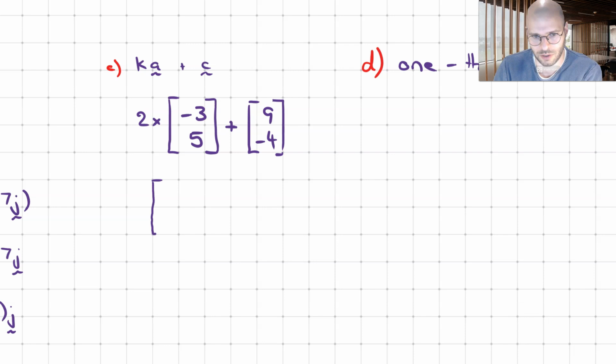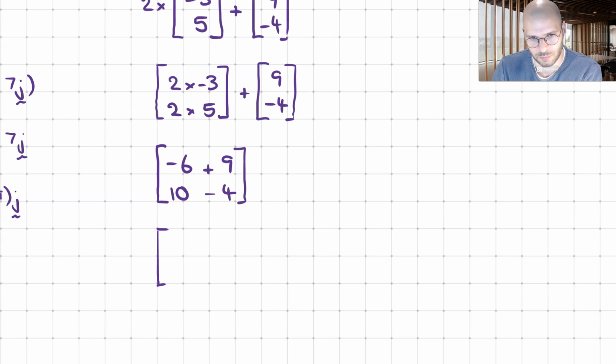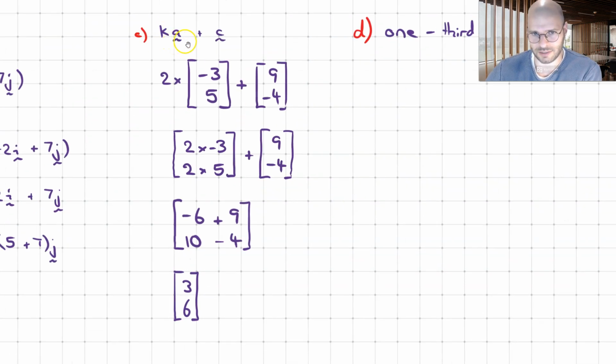We scale every member up by the scalar multiplication. So it's 2 by negative 3, it's 2 by 5, plus 9 and negative 4. Now I choose to add across the rows because that's how it works. 2 by negative 3 is going to be negative 6, and then it's plus 9. 2 by 5 is 10, plus negative 4. Finishing this off, it's going to be 3, and the final one is going to be 6. And I write that in component form. So K times vector A plus vector C is 3 and 6.